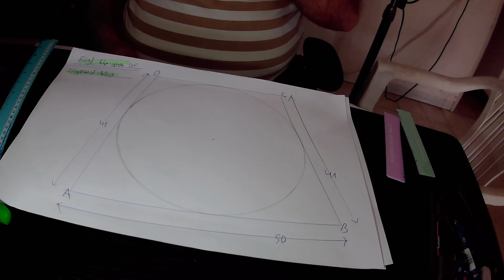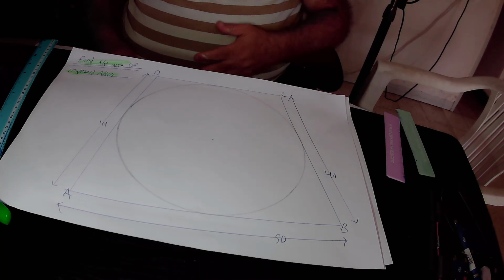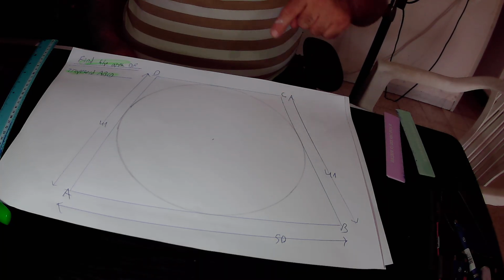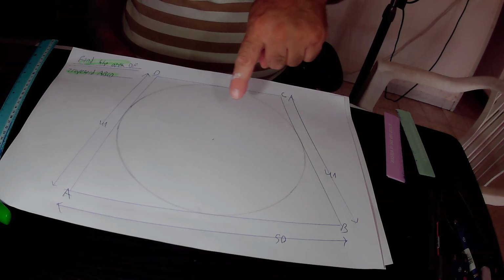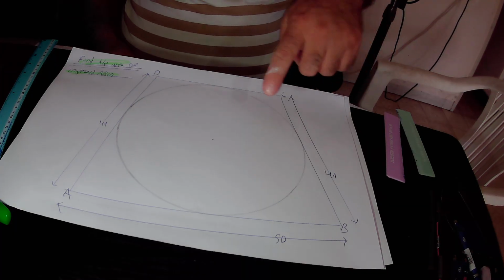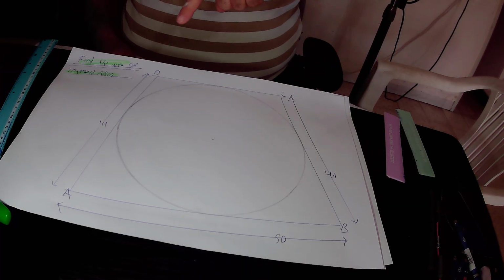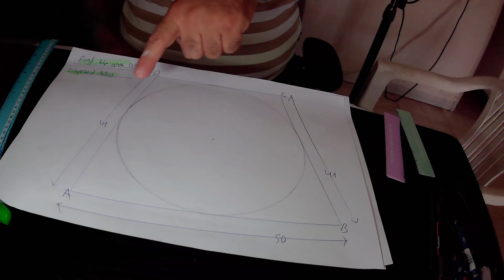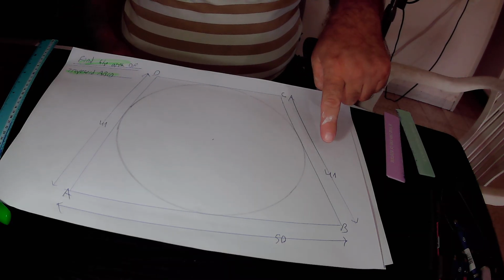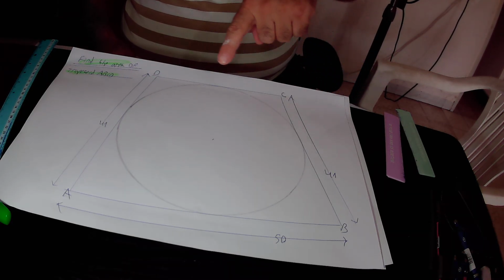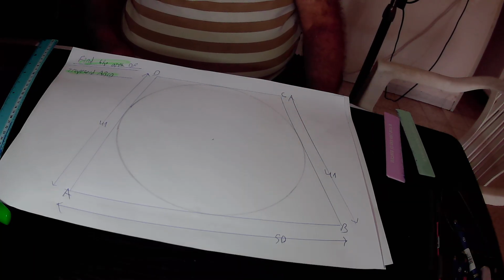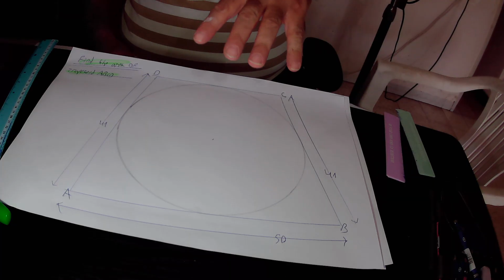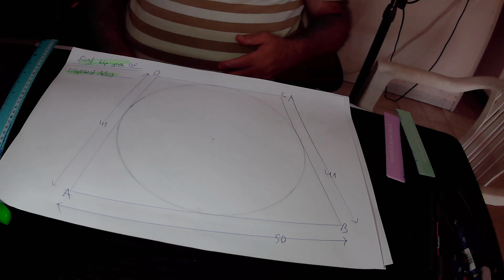In the drawing, we have trapezoid ABCD that blocks this circle, or this circle is inscribed by trapezoid ABCD. Side AD equals 41 units in length, side CB also equals 41 units in length, side AB equals 50 units, and our task is to find out the area of this trapezoid ABCD.